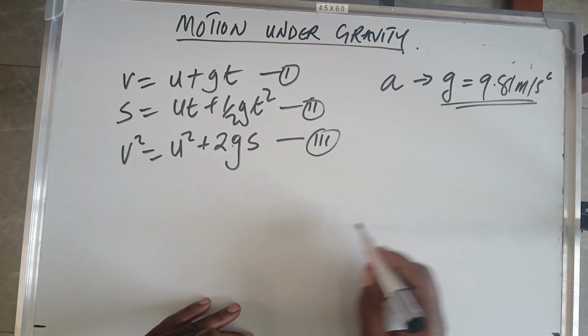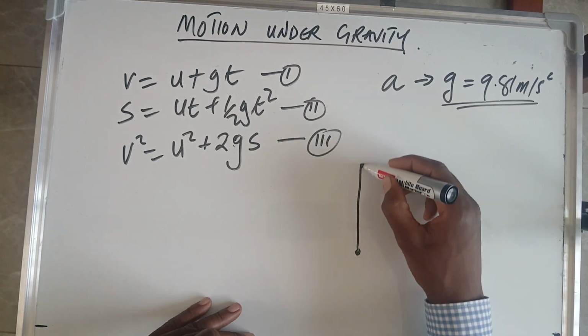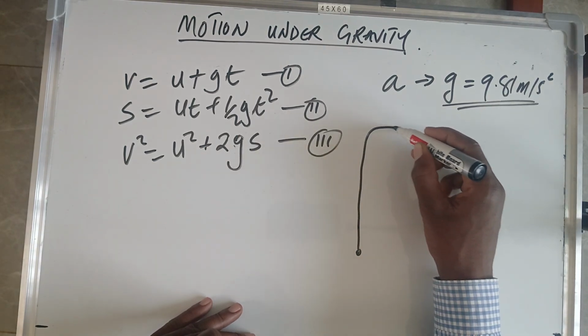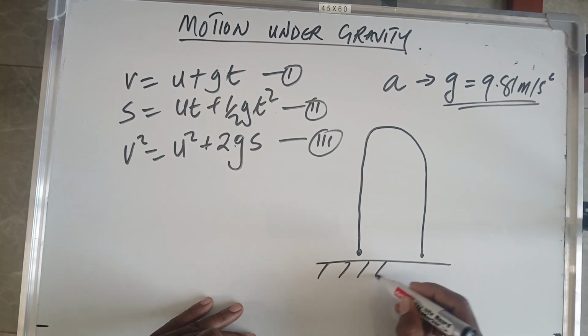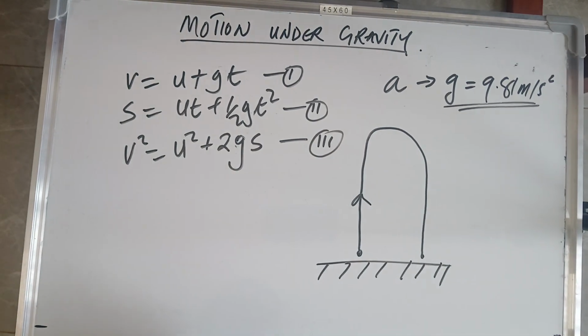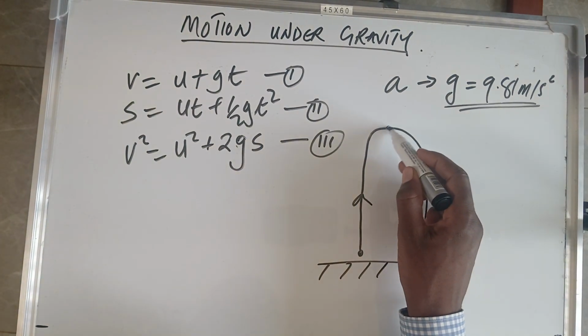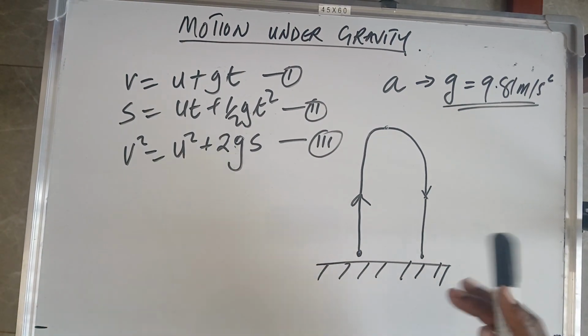So let's say I'm throwing a stone all the way up. When it reaches the top, it comes down. This is my ground. So I'm throwing this stone up. It reaches the maximum height there, then it starts coming down. There are a few things that you need to understand here.